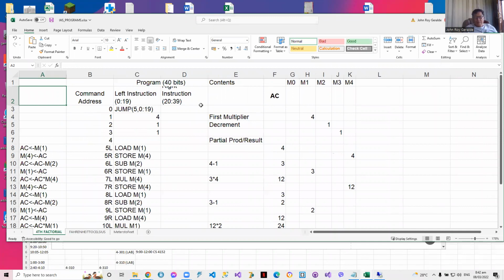Do you follow? Here's a program to compute the fourth factorial. Okay, this is now, instead of variables, we now use M1, M2, M3, M4. And we only use the accumulator register. Do you follow?